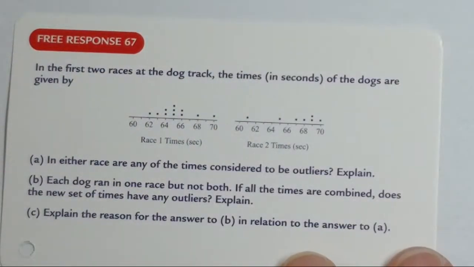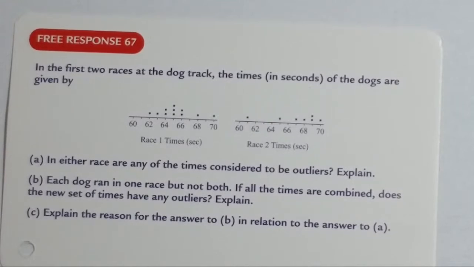Part B. Each dog ran in one race, but not both. The reason why they say that is because they want you to know that each race is independent of the next. That's important.